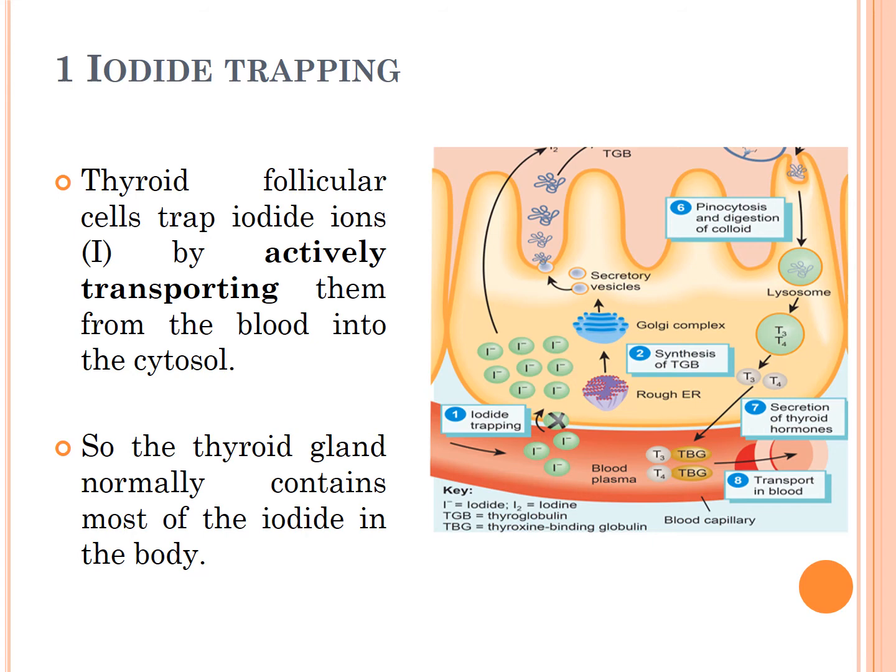These follicular cells trap, as the name indicates, iodide from blood using an active transport mechanism. Active transport mechanism means it will use ATP as well as a transporter. So the thyroid gland normally contains most of the iodide in the body. In this figure we can see these follicular cells trap iodide from blood. It is the first step, iodide trapping.